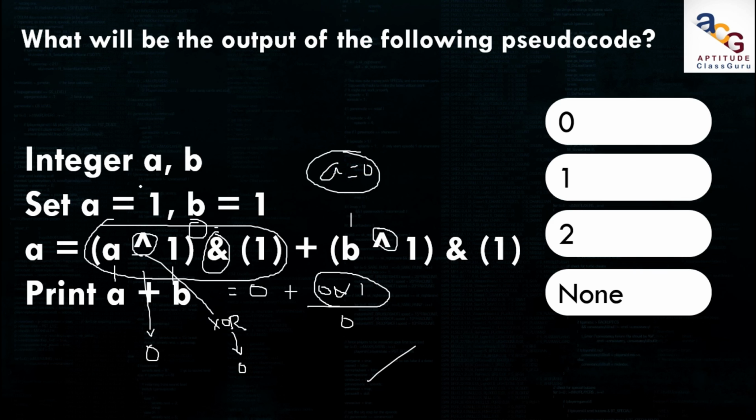So we initialized A as 1. Now A becomes 0 and B remains the same as 1, and it is printing A plus B. What is the value of A plus B? 0 plus 1. The answer is 1. Let's look at the next problem.